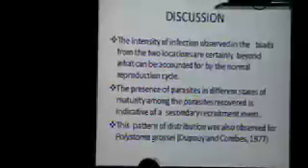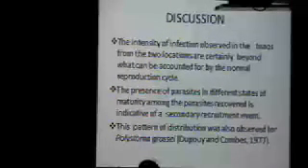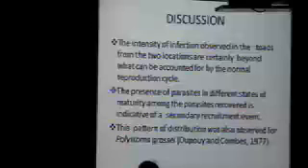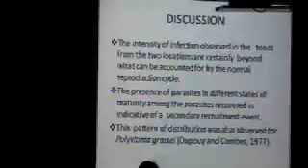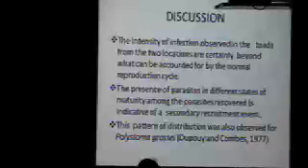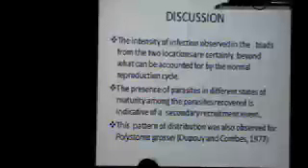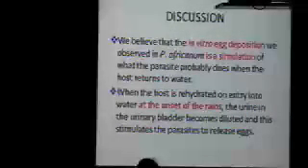The presence of the parasite in different states of maturity, we think, is an indication of secondary recruitment. This pattern of distribution was also observed for Polystoma grassei by Combes and collaborators in 1977.